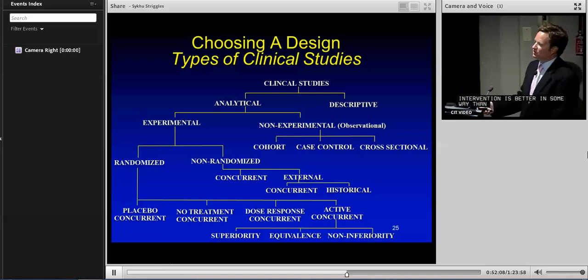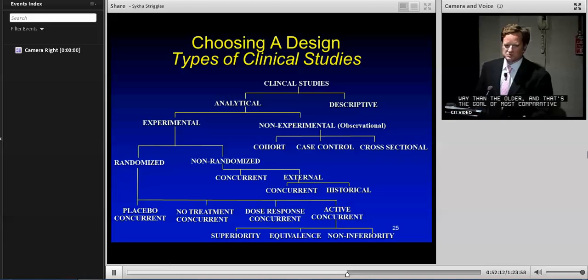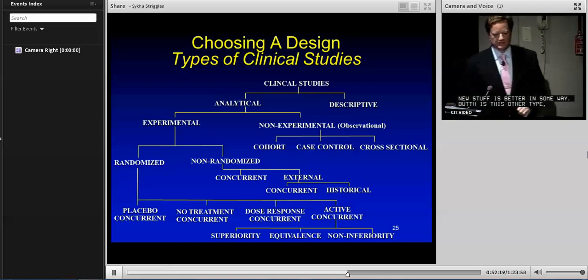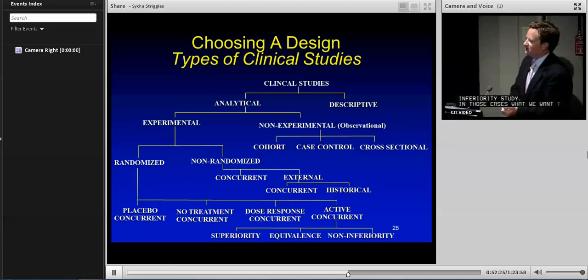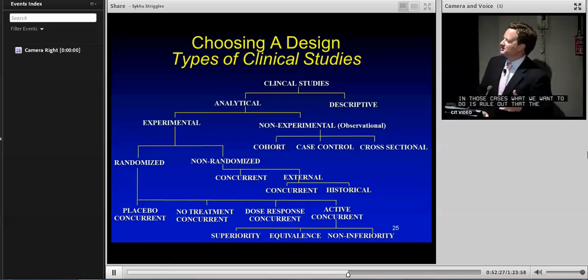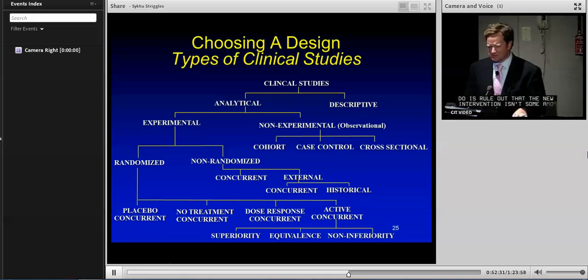And in fact, that's the goal of most comparative effectiveness research these days. We want to know if the new stuff is better in some way. But then there's this other type that's called equivalence, or the very poorly named non-inferiority study. And in those cases, what we want to do is rule out that the new intervention is some amount worse than the older intervention. Now that doesn't sound like it makes a lot of sense, does it?